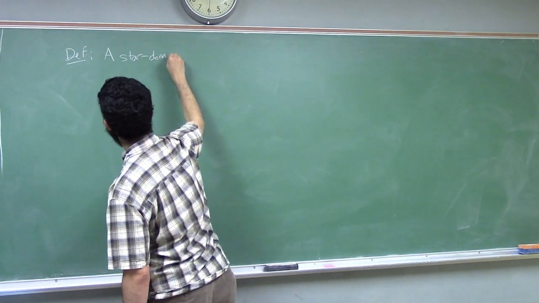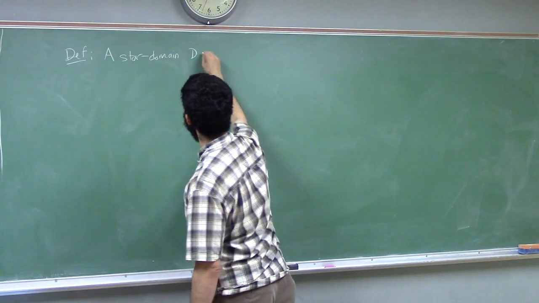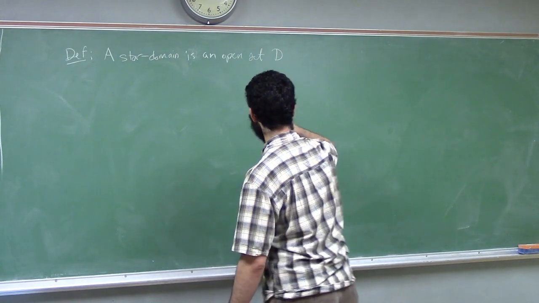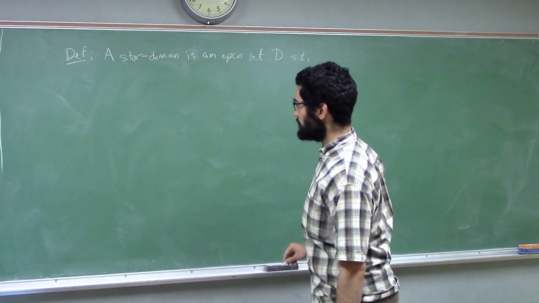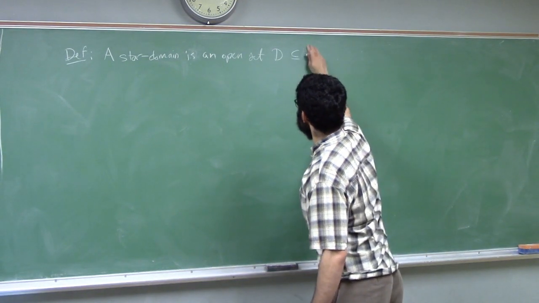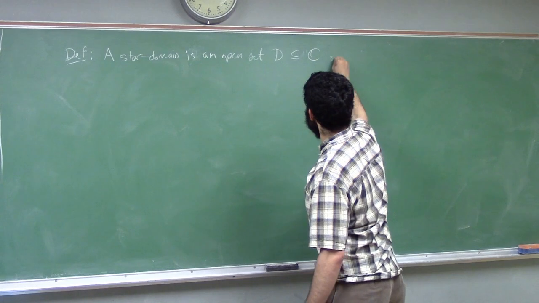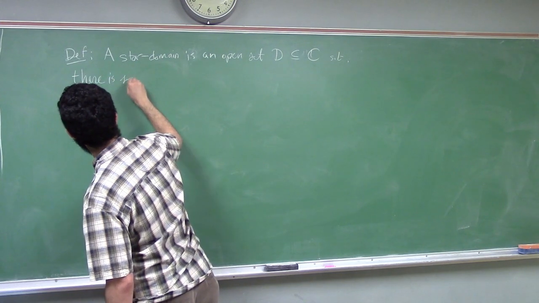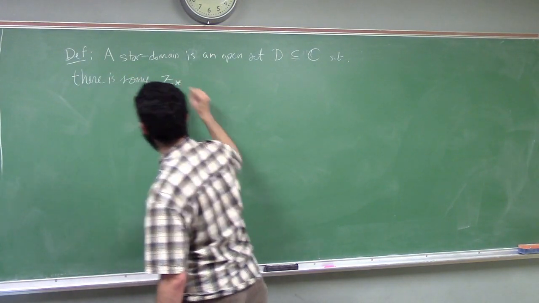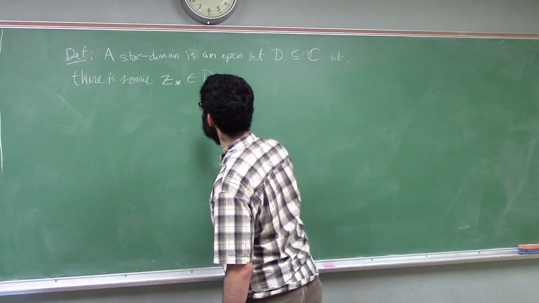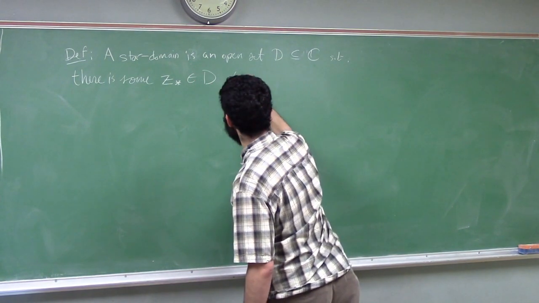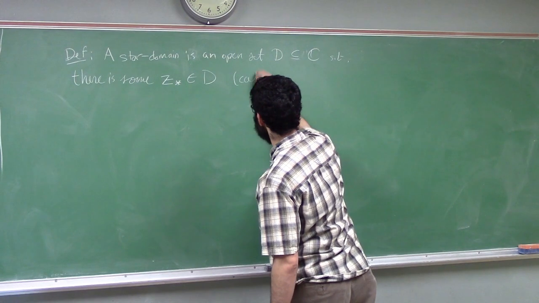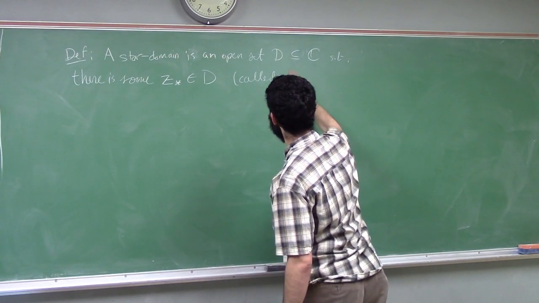A star domain, let's say D, is an open set, such that, let's focus this on the complex plane, such that there is some, let's call it z sub star in D. So D has to be non-empty, but I'm about to describe how this z sub star, this point, is special. This point is going to be called, by the way, a star center.